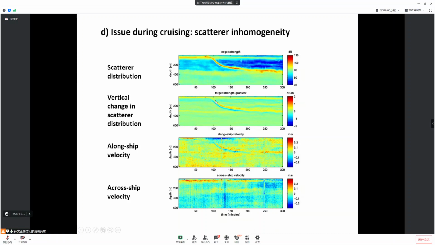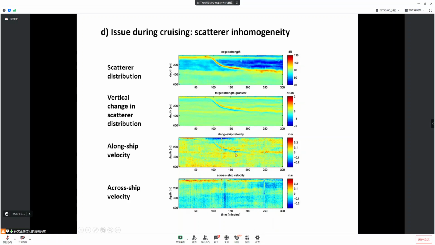And when we look at the vertical change of this plot here, we see some patterns. And okay, for reasons that are too long to explain here, this vertical gradient of the target strength is copied somehow into the longship velocity. So we can really see this pattern, not only the strong ones, but also the weaker ones. We can really see it in the longship velocity.